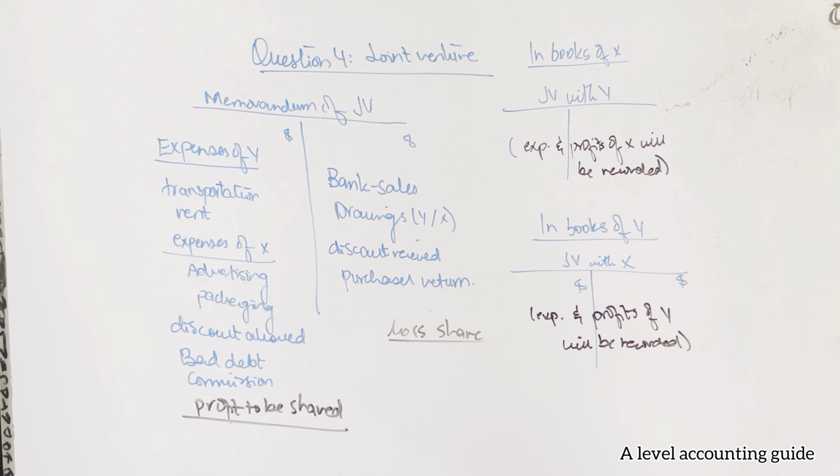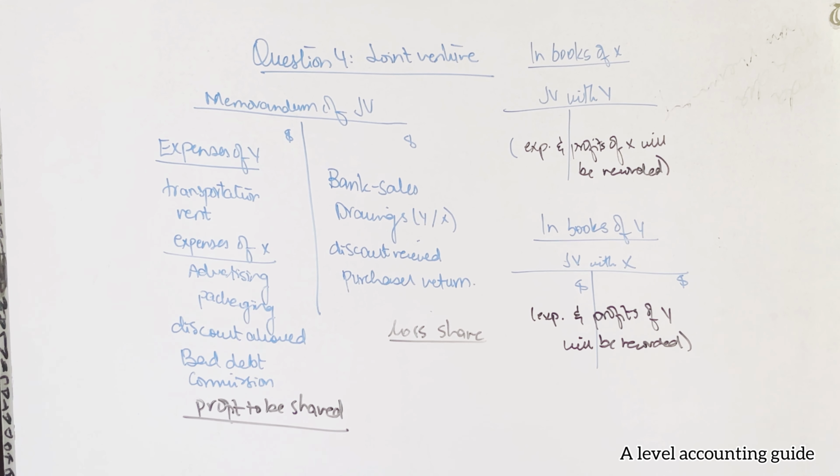Now we will continue with question 4 of May-June 2021, variant 3.1. Question 4 is related to joint venture account. Joint venture is very similar to consignment account. However, some of the terminologies used are different in consignment account and joint venture. For now, we'll only be discussing joint venture account. If we do consignment account in future in the next papers, I will discuss that too in detail.